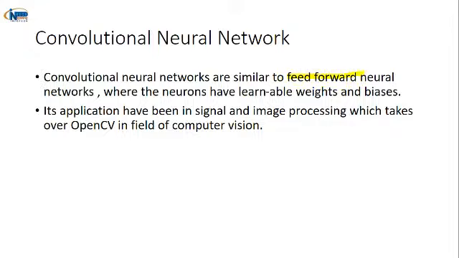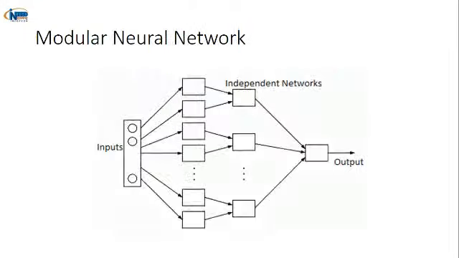But the difference is it has got learnable weights. Learnable weights means the input which you are getting, that input will be having learnable weights. This is the importance in case of convolutional neural network. Inputs will be having learnable weights, as well as biases. So this is another type of neural network itself.